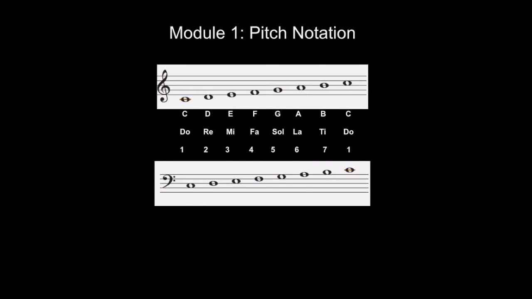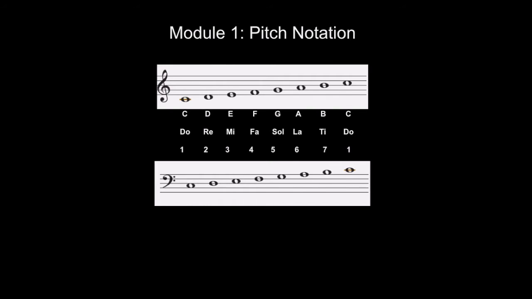Notes and their letter names shown here in treble clef represent the scale of C major. C, D, E, F, G, A, B, and the repeated C. Notice that the initial middle C or C4 is not placed on the staff, but it requires a ledger line.